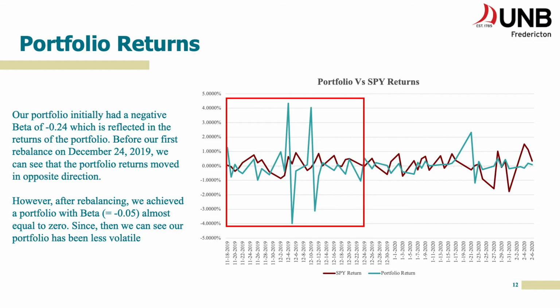Coming now to the analysis of our portfolio's performance. We initially started with a negative beta of 0.24, which is reflected in our returns before the first rebalance on December 24. The returns can be seen to be highly volatile prior to this date. Post-rebalance, our portfolio achieved an almost market-neutral position with beta coming down to a negative 0.05.